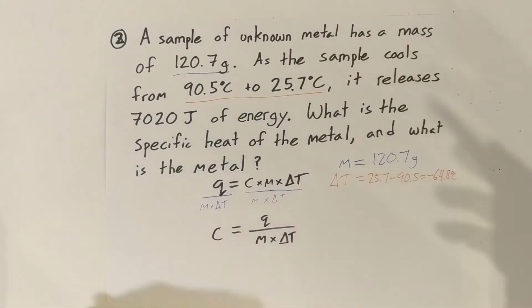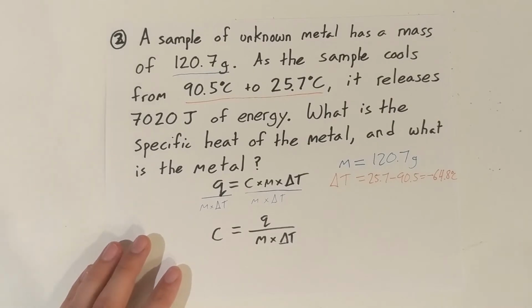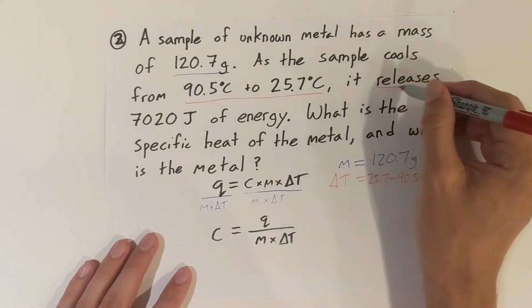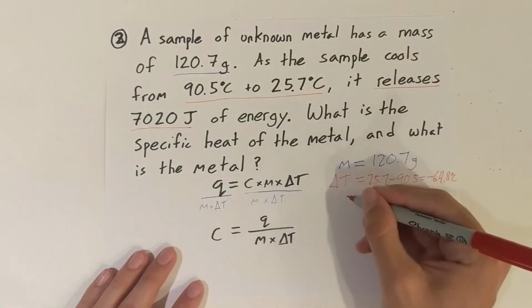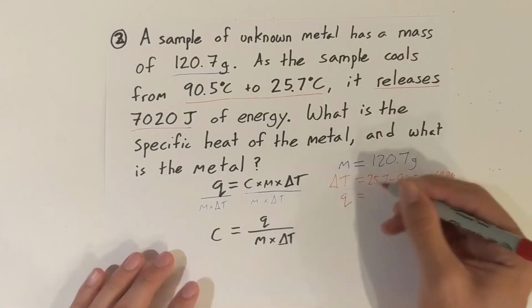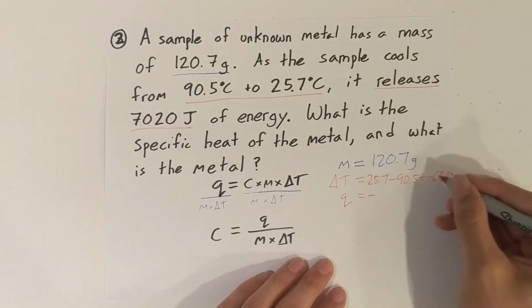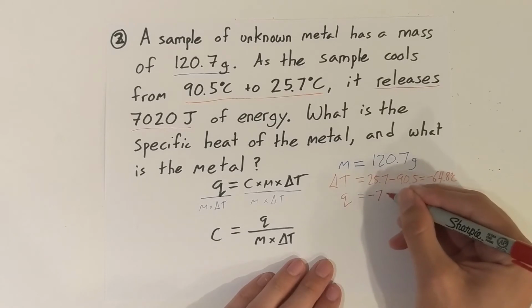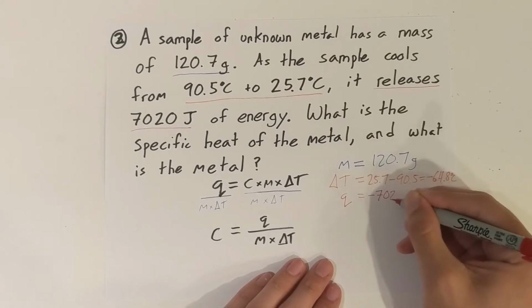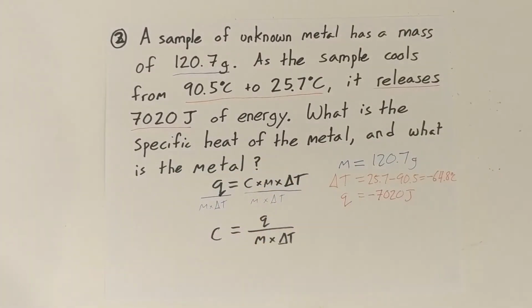And then something else we have is it releases, that is another key word right here, releases 7,020 joules. So that would be our Q. And your hint here, releases, tells you it's losing heat. You could also get that from your negative change in temperature. It's losing 7,020 joules. So now we got all these things to plug in here.